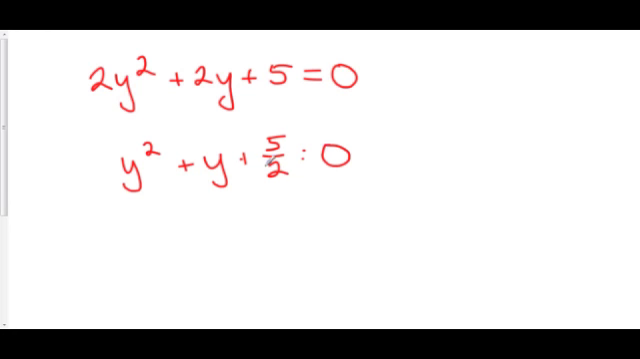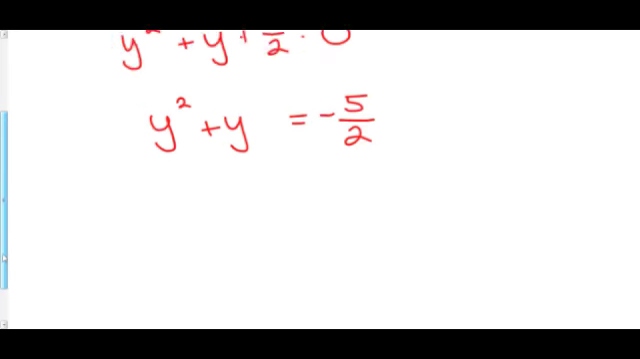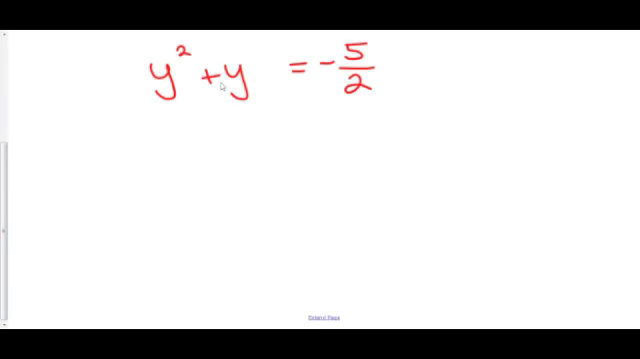We'll do exactly what we did in the last problem. Let's move this number, 5 over 2, over to the right-hand side. So here we have y squared plus y, leave a space, equals negative 5 over 2. And now we have to complete the square. To complete the square, we will divide the middle number, the b, by 2. Well, 1 divided by 2 gives us 1/2. And that's the number that goes inside of the perfect square. So we have (y plus 1/2) squared.